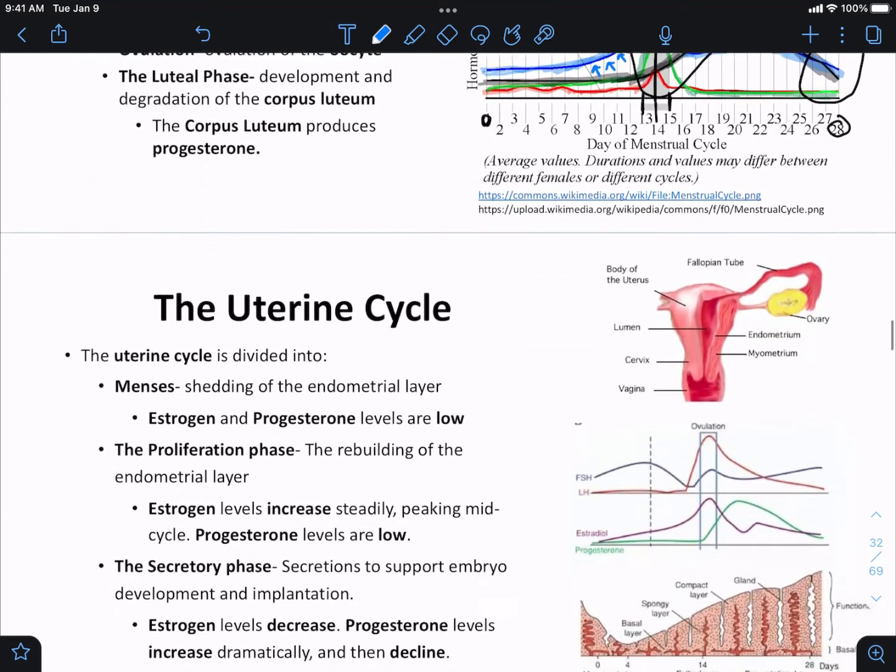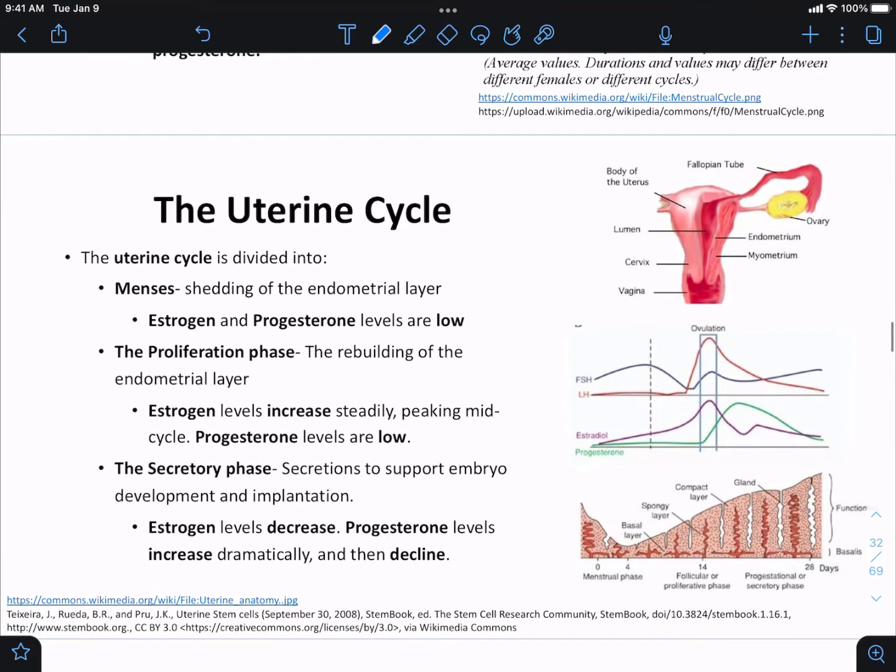Now let's take a look at the uterine cycle. Again, starting with day 0, let me highlight where we're at with that. Let's pick a different color here.